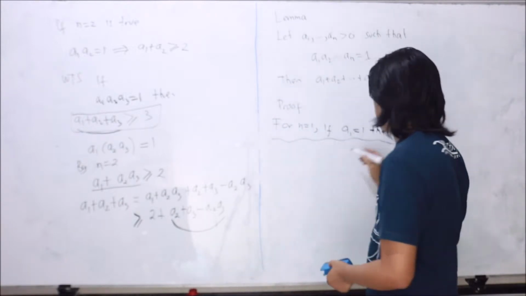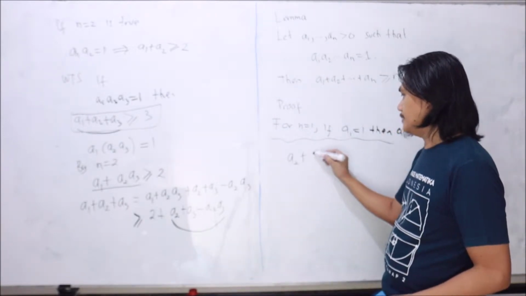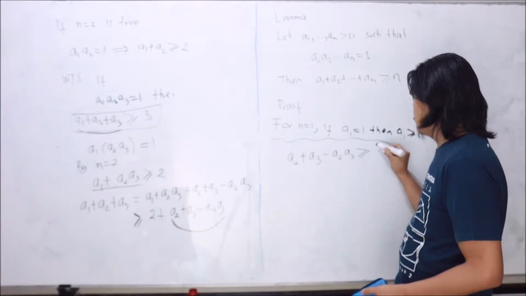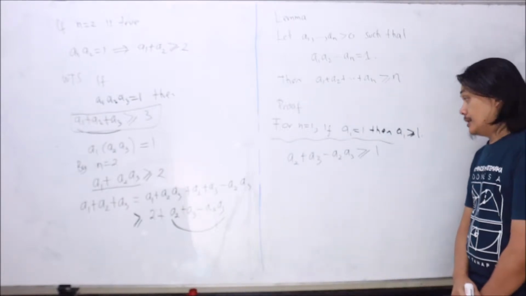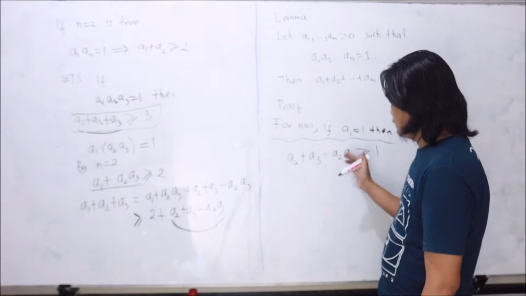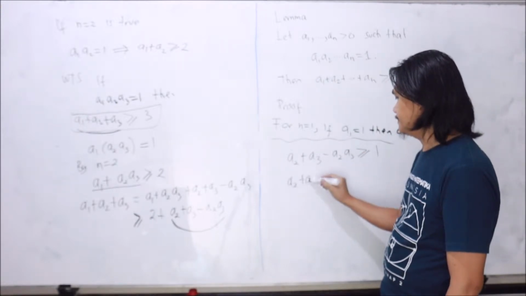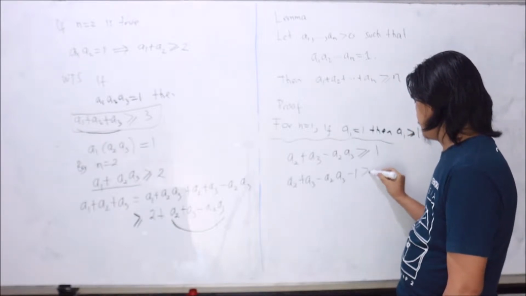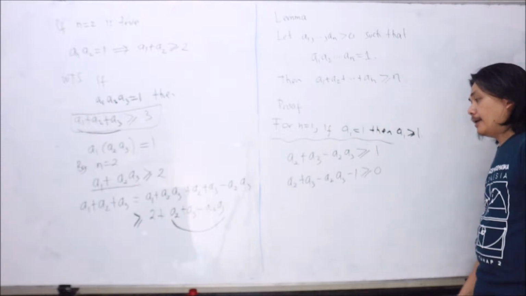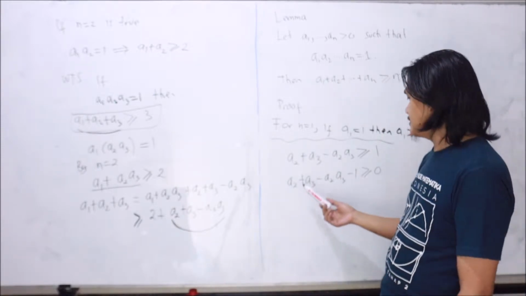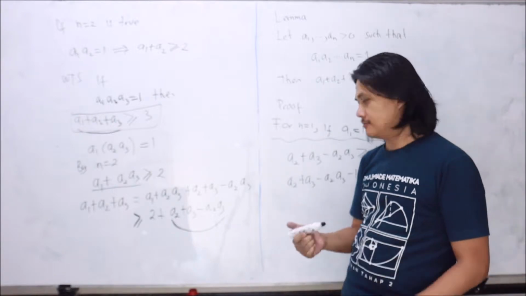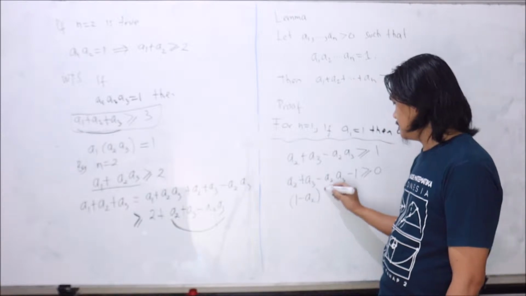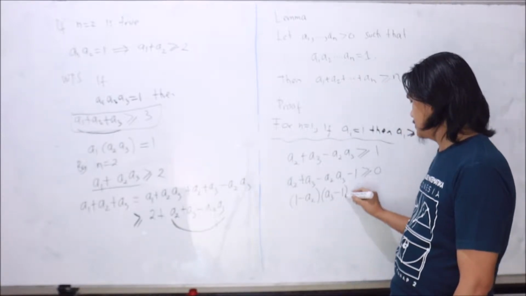Okay, so let's do it here probably. So we ask ourselves whether this guy is always greater or equal to 1. Okay, let's move the 1 to the left hand side. And if you recognize, this expression can be factored. Right, so we factor as 1 minus a2 times a3 minus 1. You can check.